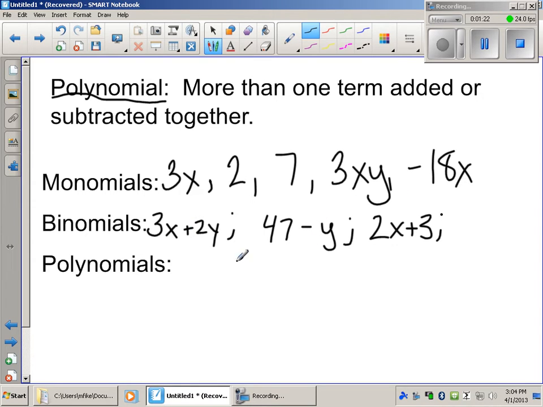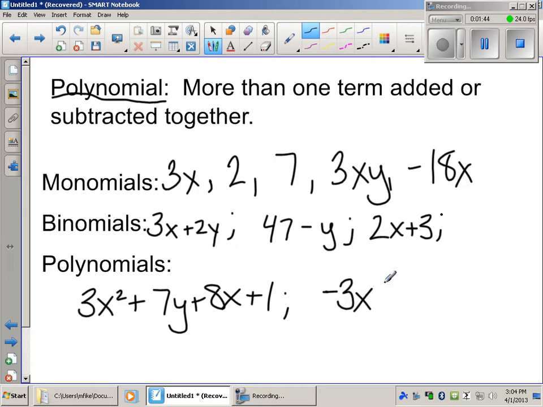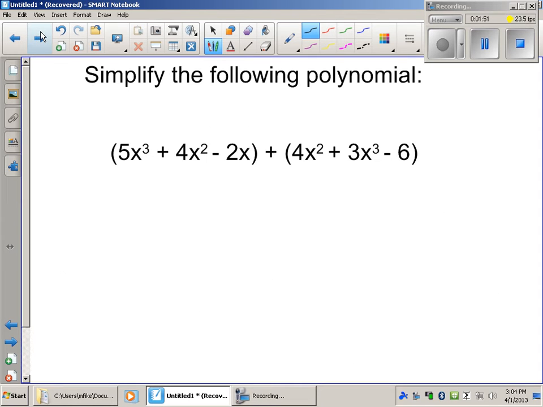So a polynomial then is anything above that. There's actually what's called a trinomial, which would be three terms, but usually we just call them polynomials. So that would be like 3x squared plus 7y plus 8x plus 1. That would be a polynomial. Really anything that's put together by addition or subtraction. So with that being said, we want to talk about how to add and subtract polynomials.